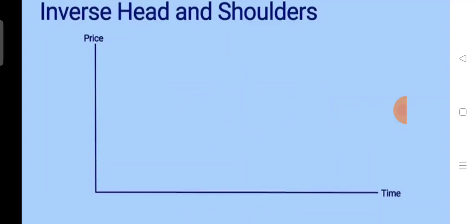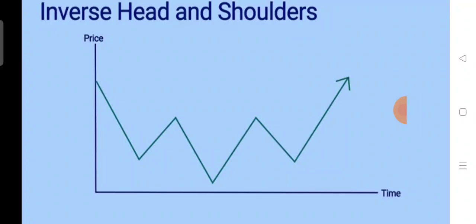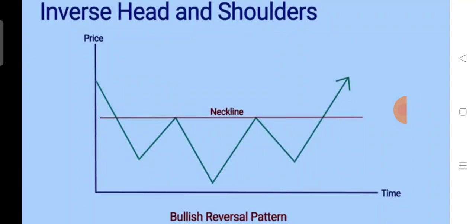An inverse head and shoulder is just like head and shoulder. The only difference is that this is a bullish reversal pattern. That means after a price down move, if we find an inverse head and shoulder pattern and then there is a price breakout above the neckline, then we find that the price is going upwards after that. So it is a bullish reversal pattern.